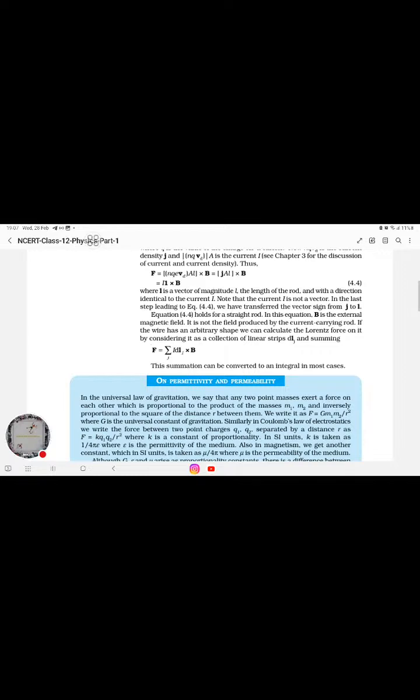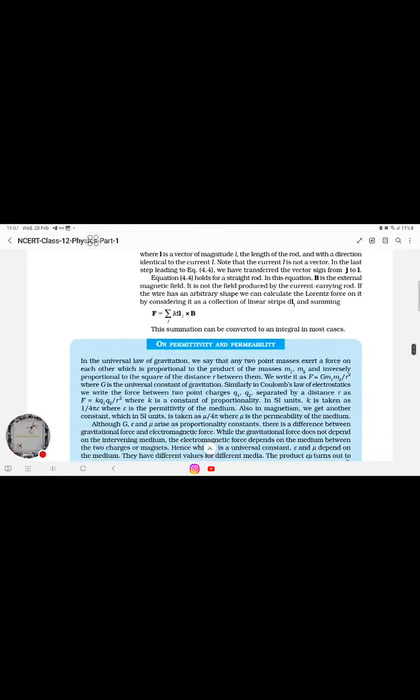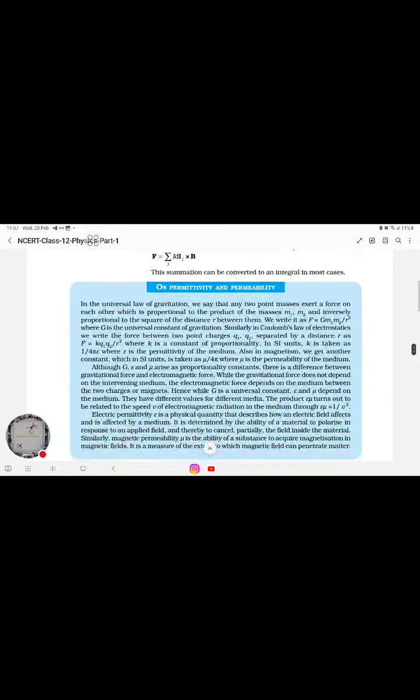So if the wire has an arbitrary shape, we can conclude the Lorentz force on it can be found from I dL cross B, and we'll just integrate it for every small element of dL. The summation can be converted to an integral in most cases.